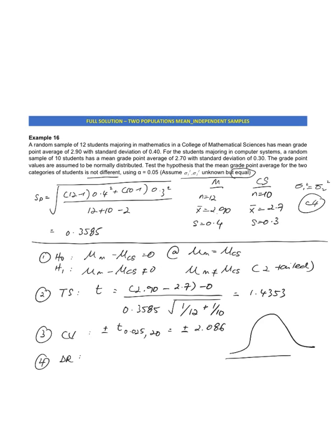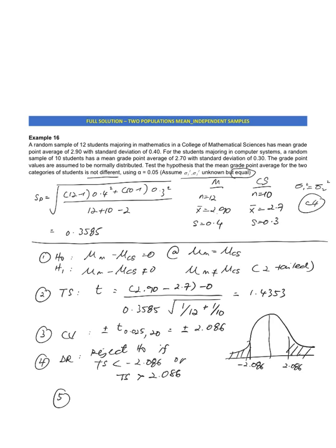Okay, yang keempat, we want to write the decision rule. Again saya suka lukiskan. So at the left side the critical value is negative 2.086, at the right side 2.086. So we're gonna reject H0 if test statistic less than negative 2.086 or if test statistic greater than 2.086.